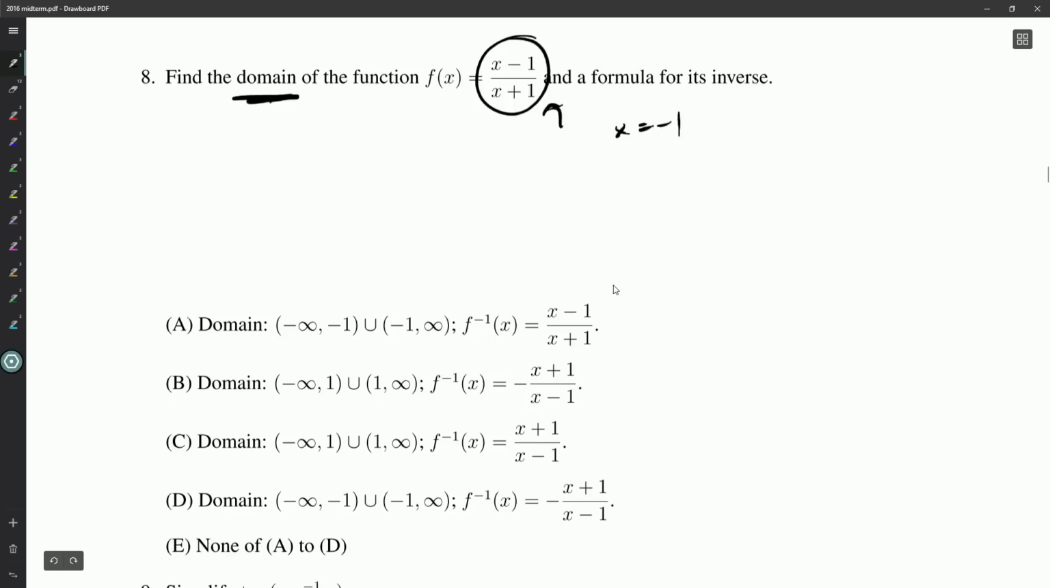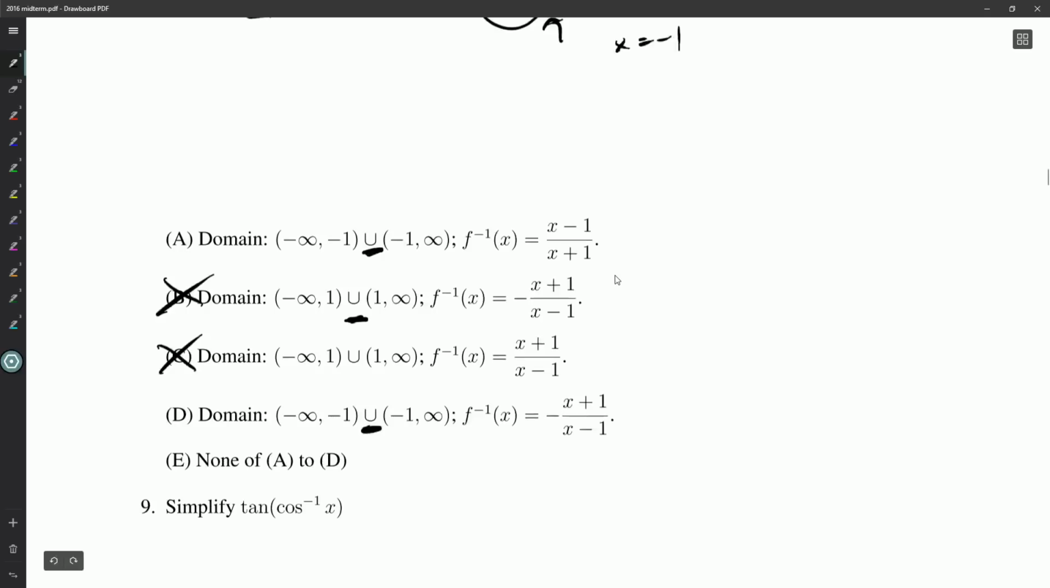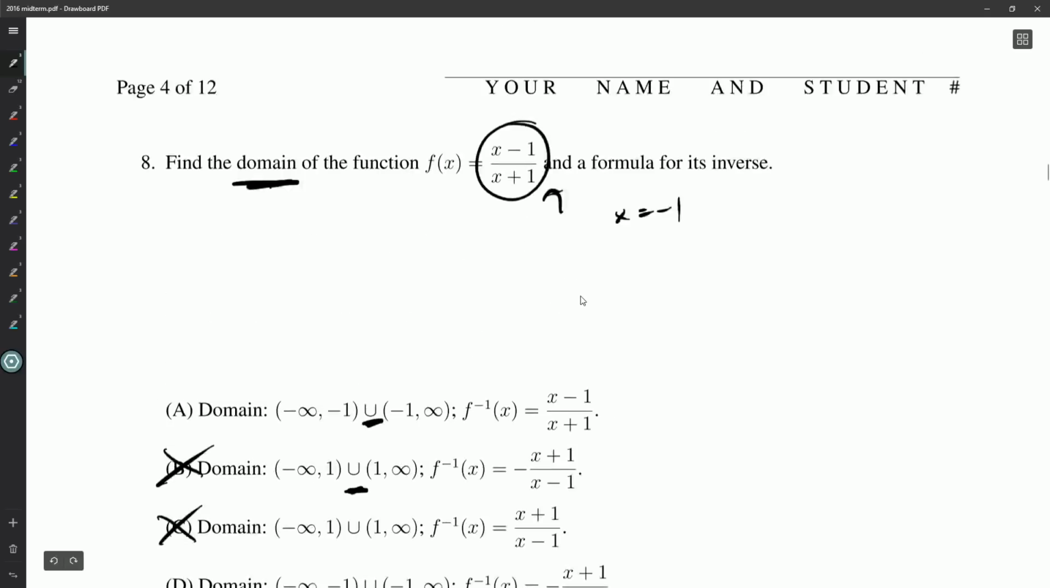So I take a look at my possible domains. This one omits negative 1. This one omits 1. It has negative 1 in it. So that one's already out. Same with C. D also skips minus 1. So it could be A, it could be D, or if neither of them work, we're looking at an answer of E. All right, so we need to find an inverse.